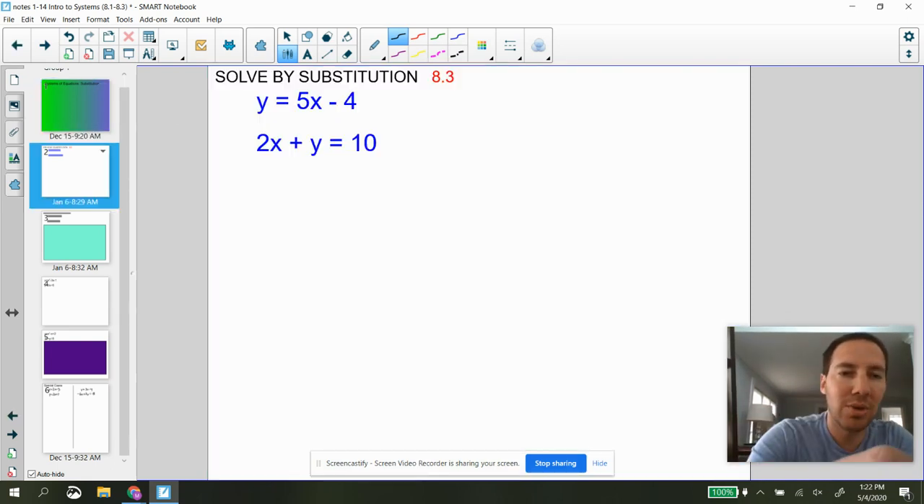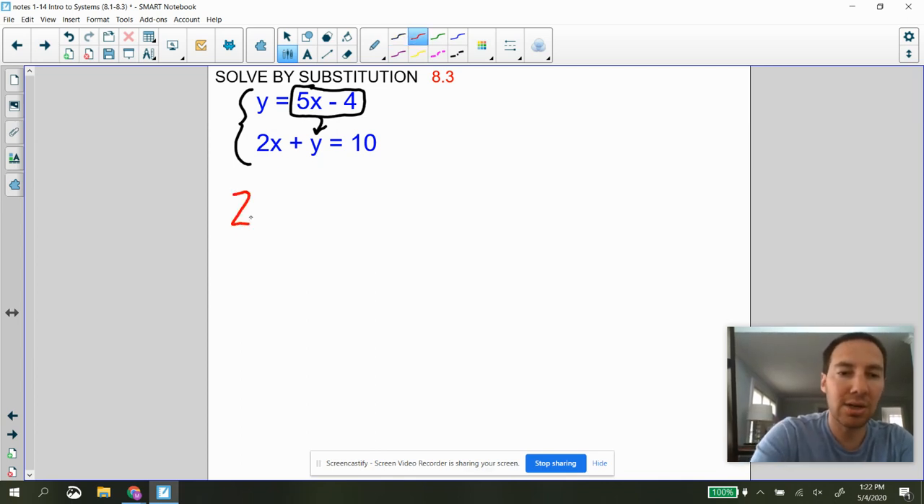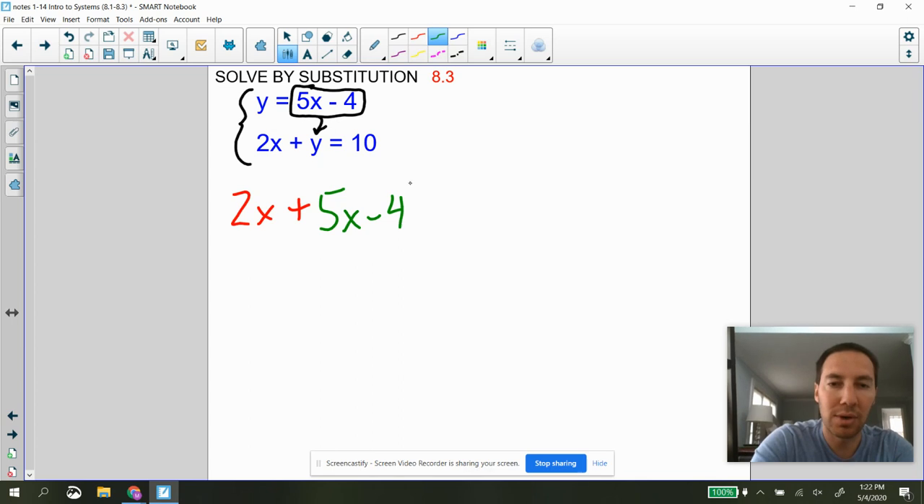So imagine you have two equations. You're trying to find the values for x and y that would make both equations simultaneously true. All we're going to do here is see how y is isolated. We're going to take what y equals, which is 5x minus 4, and we're just going to plug that in for the second equation. So if I rewrite the second equation, instead of writing y now, I'm going to write what y equals, which is 5x minus 4.